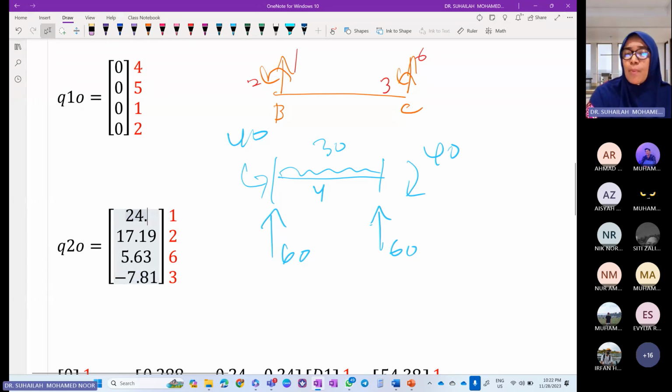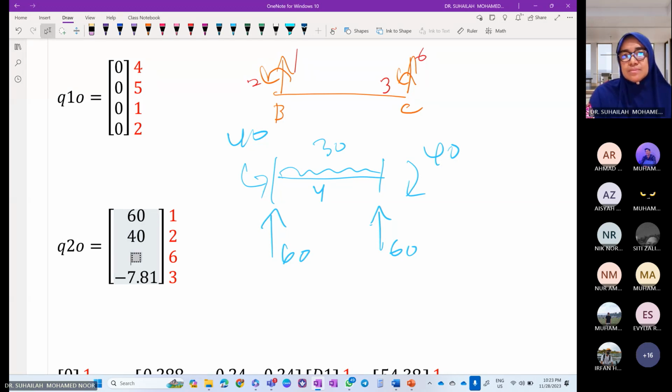Okay, so what is the value for position number 1? Remember, DOF is the position. By comparing these two diagrams, what is the value? 60. It is 60. Okay, next. Position number 2, what is the value? 40. Same direction means positive. Opposite direction means negative.